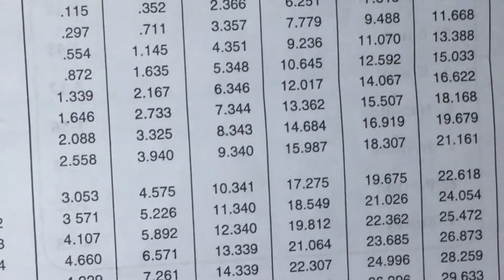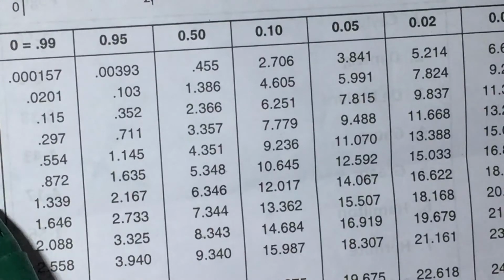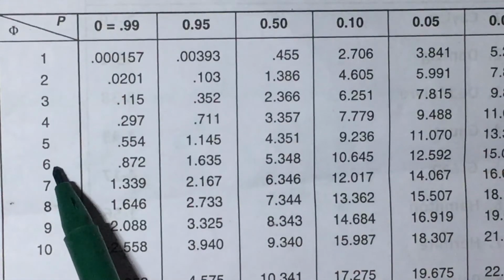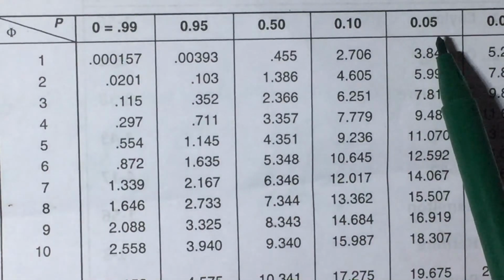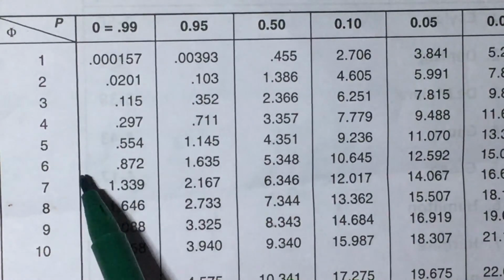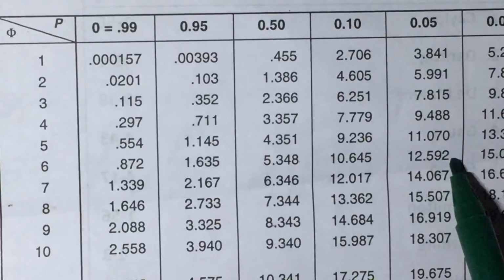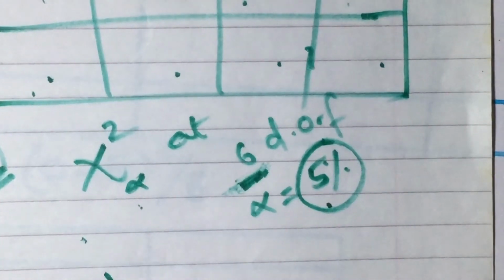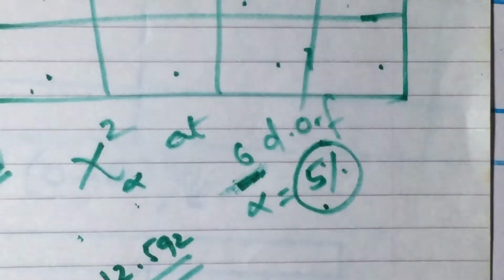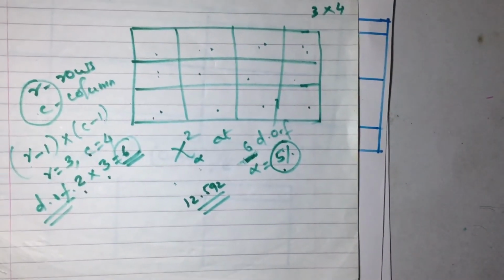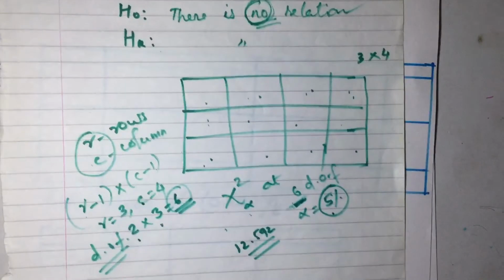So here at 6, the corresponding value below 0.05, 0.05 and here 6, is 12.592. So chi-square alpha is 12.592. This is the way to find the table value in chi-square distribution.